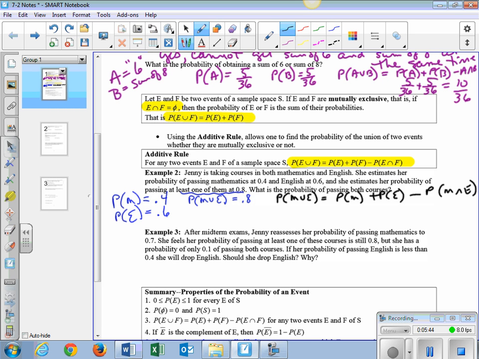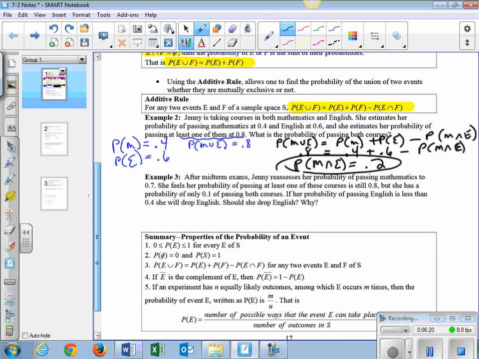Okay, so plugging in what I know here, I have a 0.8. Probability of passing math is 0.4. English is 0.6 minus, I don't know this one right here, the probability of math and English happening at the same time. So that's passing both of those. So I can do my algebra. I'm going to move this probability here to the other side. Probability of passing math and English both at the same time is going to be basically 0.2. Okay, there it is. Moving on to the next one.